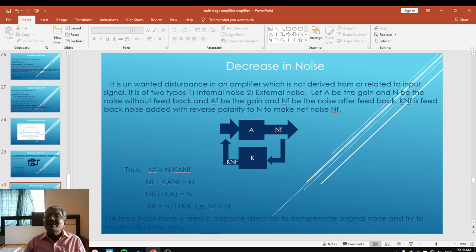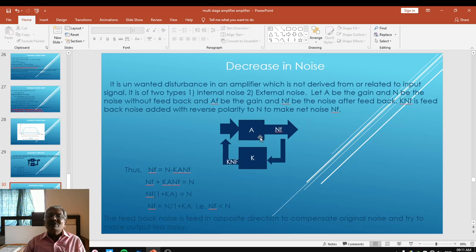Let A be the gain and capital N be the noise without feedback, and AF be the gain and NF be the noise after feedback. K into NF is the feedback noise added with the reverse polarity to the original noise N to make the net noise NF. This is the same as the aspects used in decrease in distortion. We just replaced D by N. Same block diagram we are considering here.